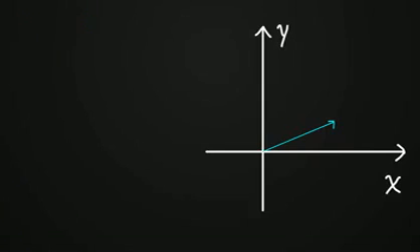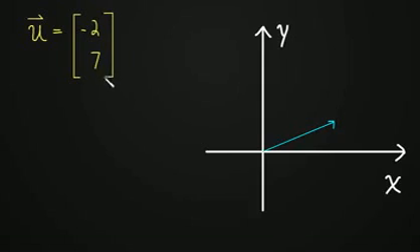Let's say we have something like u is equal to -2, 7. So let's draw that. We're going to move over by 2 and up by 7, so something like that. So we've moved over -2 and we moved up by 7. So maybe I'll erase that. There we go.